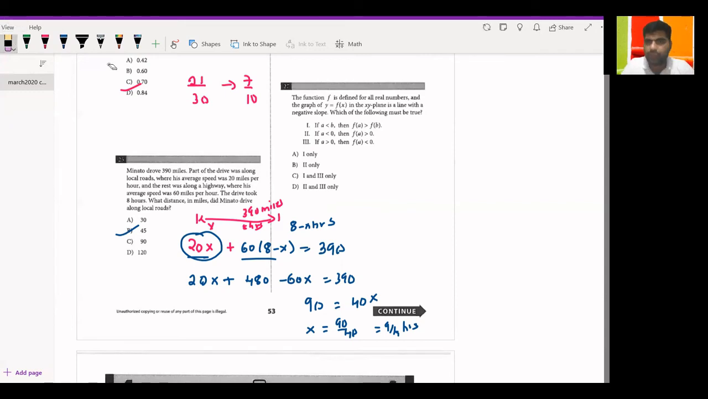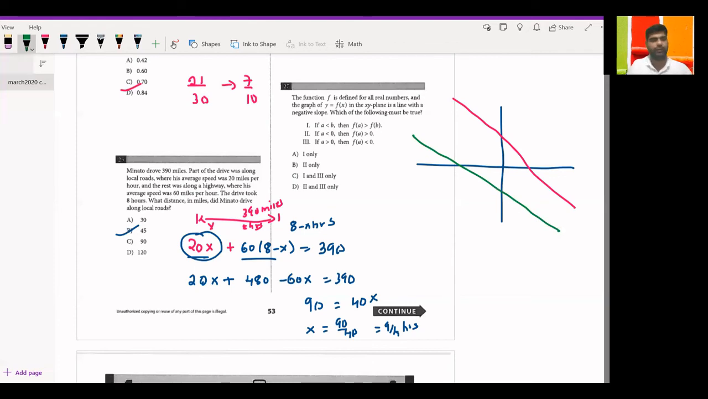Okay, let's do 27 as we are here, and then we'll go up to do 26. For all real numbers, the graph of the function is this, in the xy plane, a line with a negative slope. So it's like this. It's a line with a negative slope, so your function could be like this, or the function could be like this. Both the lines have negative slope. Negative slope means the line has to go down.